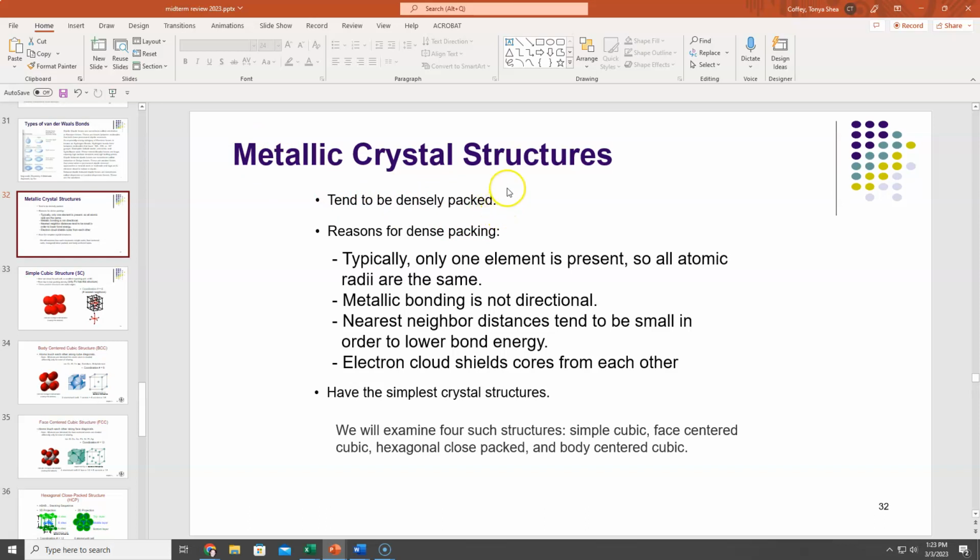They tend to be densely packed because only one element is present, so all the atomic radii are the same, and because metallic bonding is non-directional, and the nearest neighbor distances tend to be small in order to lower the bond energy, and the electron cloud shields cores from one another. So for all those reasons, they have the simplest crystal structures. There are 4 that we looked at: simple cubic, face-centered cubic, hexagonal close-packed, and body-centered cubic.